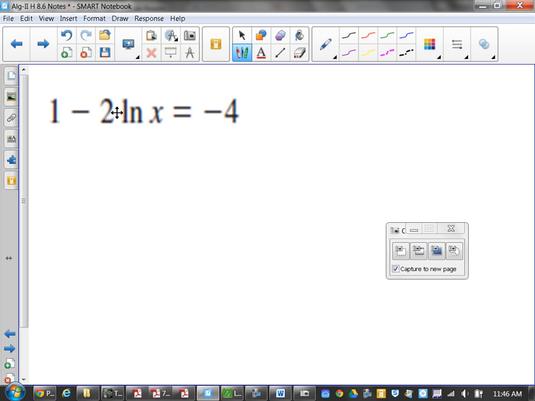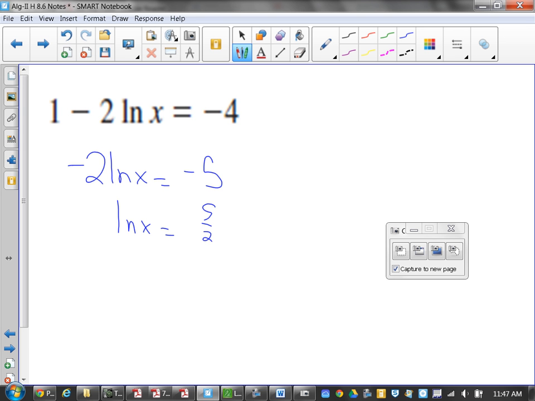1 minus 2 times natural log of x equals negative 4. Subtract 1. Negative 2 natural log of x is negative 5. Divided by negative 2. Natural log of x equals 5/2.